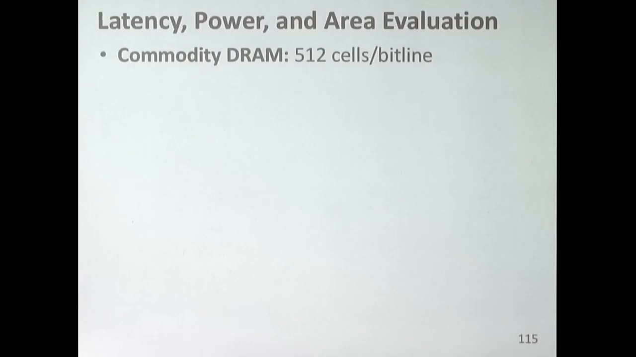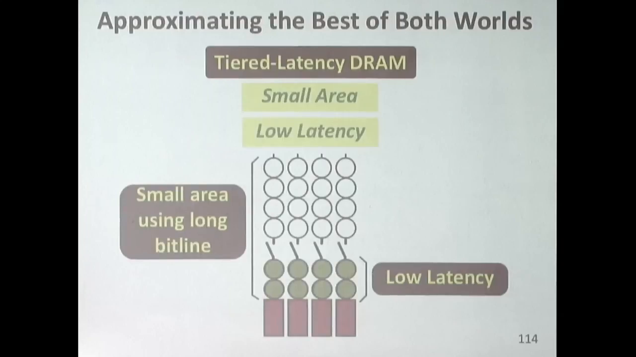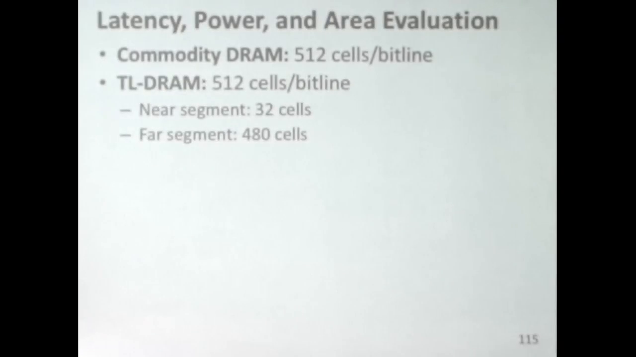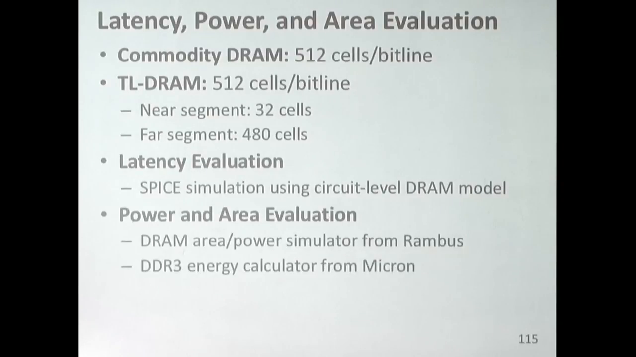Of course, there's a design space here also. Commodity DRAM, you have 512 cells per bit line. If you have a tiered latency DRAM that looked like what I discussed earlier, this is called the near segment, and this is called the far segment. Near to the sense amplifier, and it's fast as a result. Far from the sense amplifier, it's slow as a result. So if you have a near segment that's 32 rows and far segment that's 480 rows, I'll show you some results. And how you do this evaluation is another question, right? Basically, these are some SPICE simulations. You can see this in the paper. And you need some power and area evaluation to understand this as well.